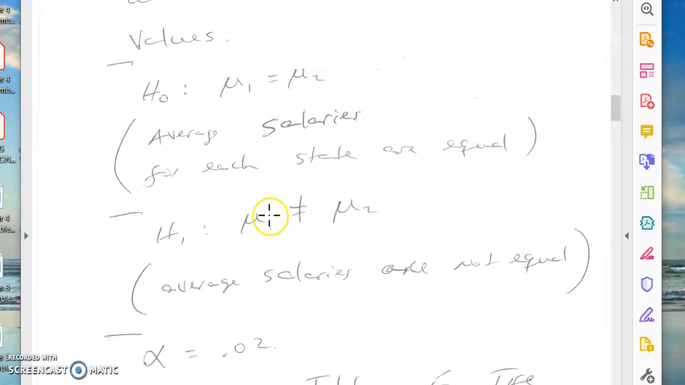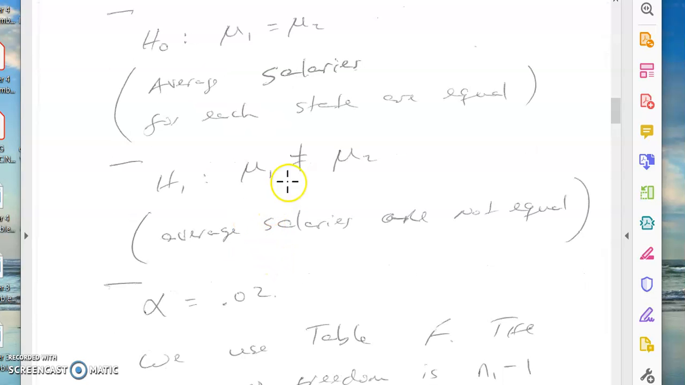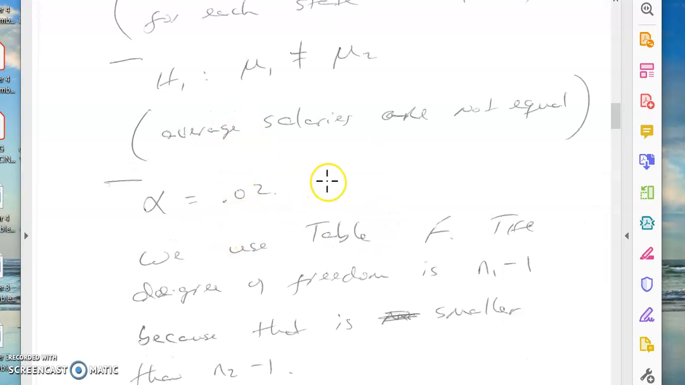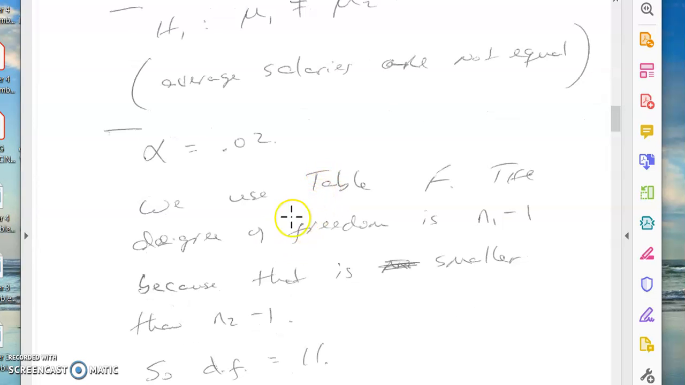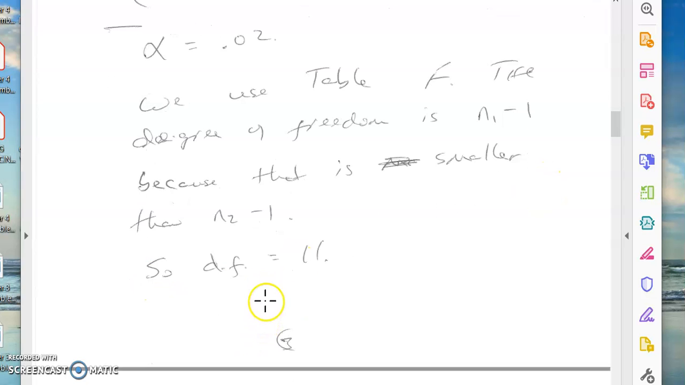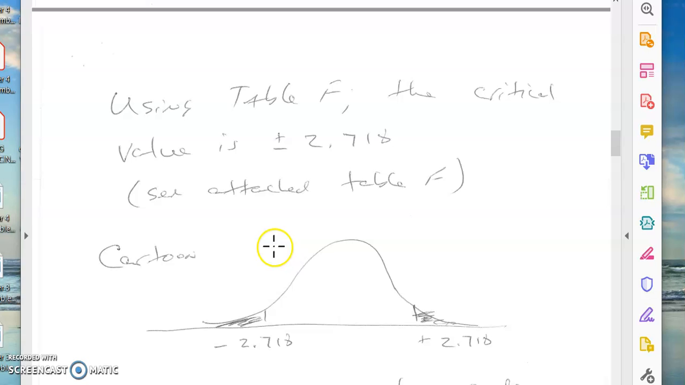Okay, so here's our null hypothesis. Here's our research hypothesis. The research hypothesis is that they are not equal. Our significance level that we want is 0.02. We're going to use table F, and I'll show that to you in just a minute. That's in the back of the book. The degree of freedom is always going to be n1 take away 1, because that is smaller than n2 take away 1. In other words, we always use the smaller one. So degree of freedom is 11. We're going to use table F, and we get a critical value of 2.718.